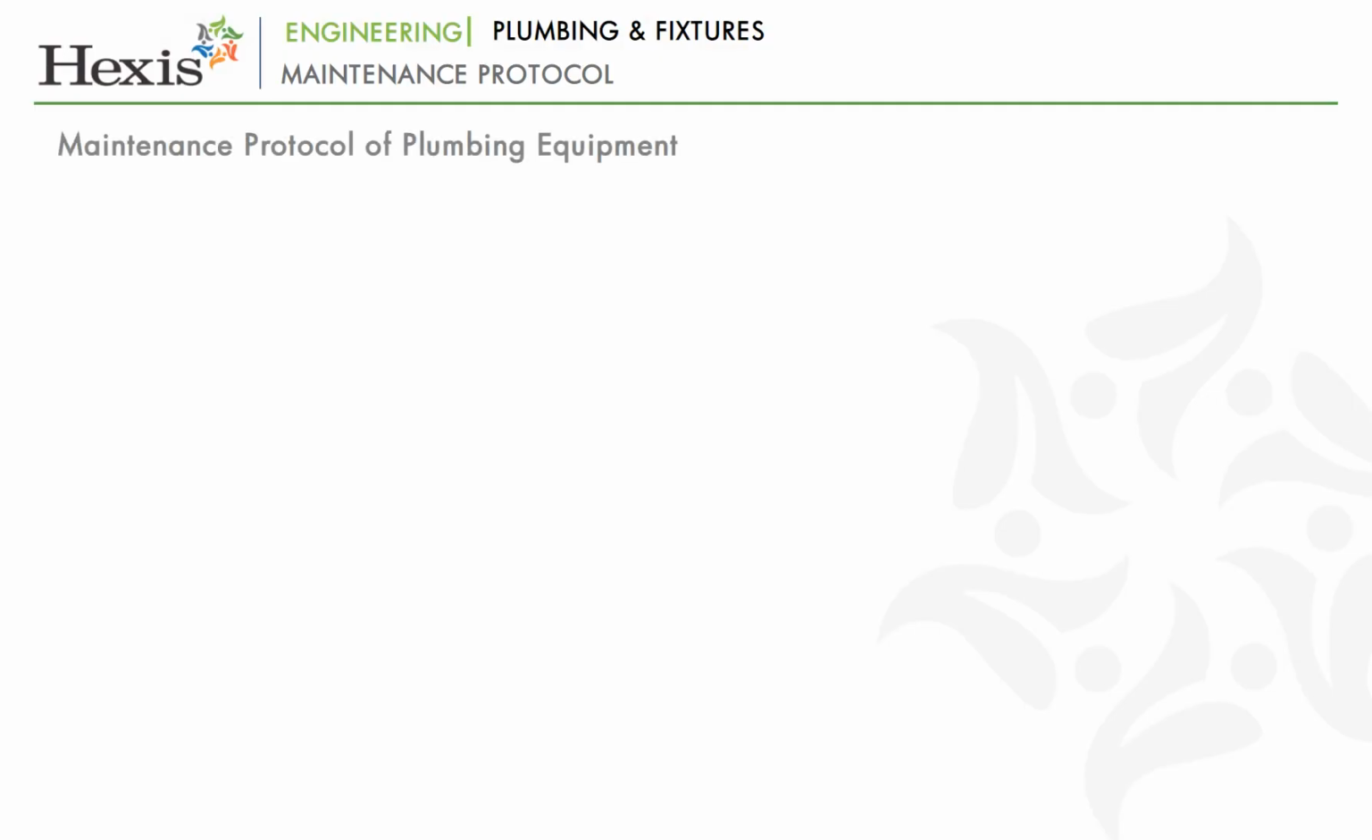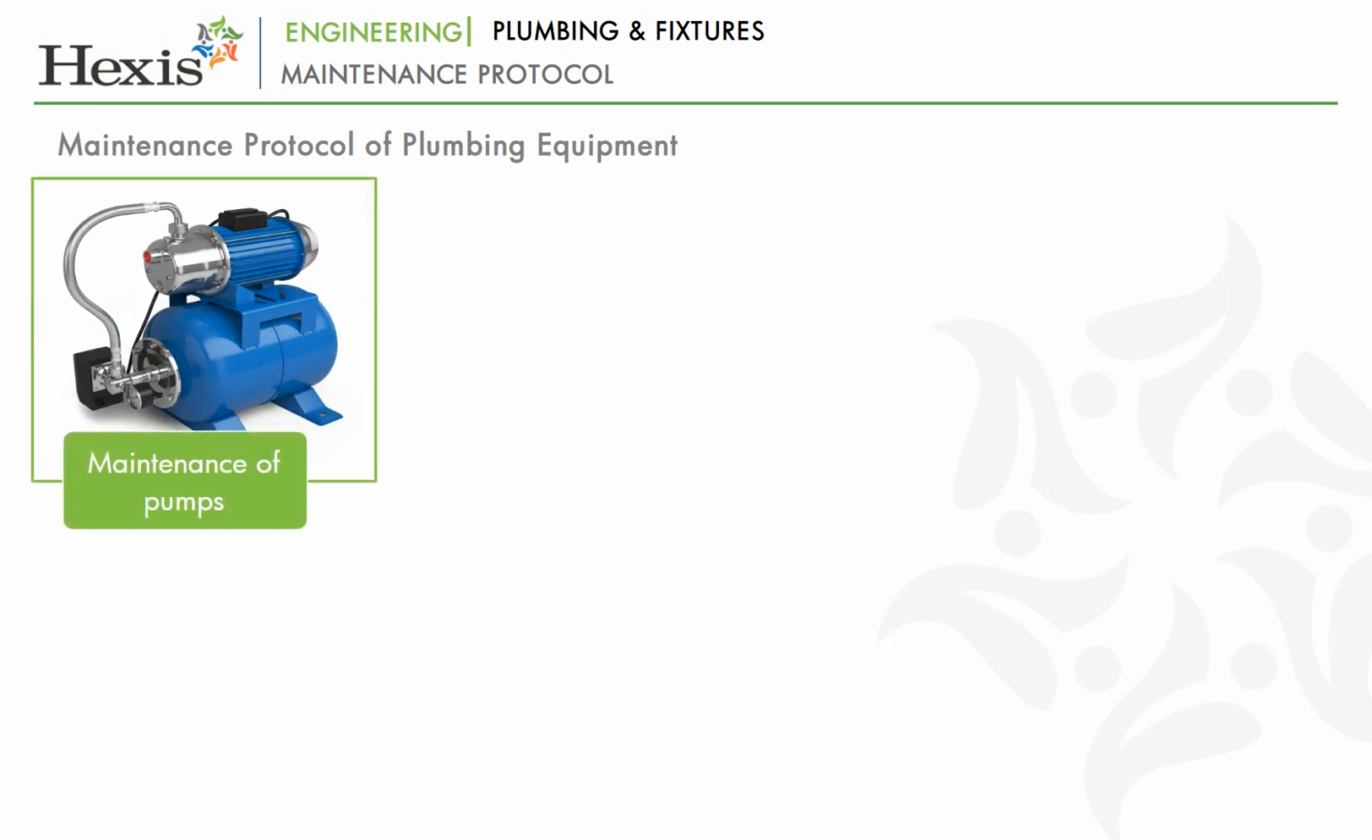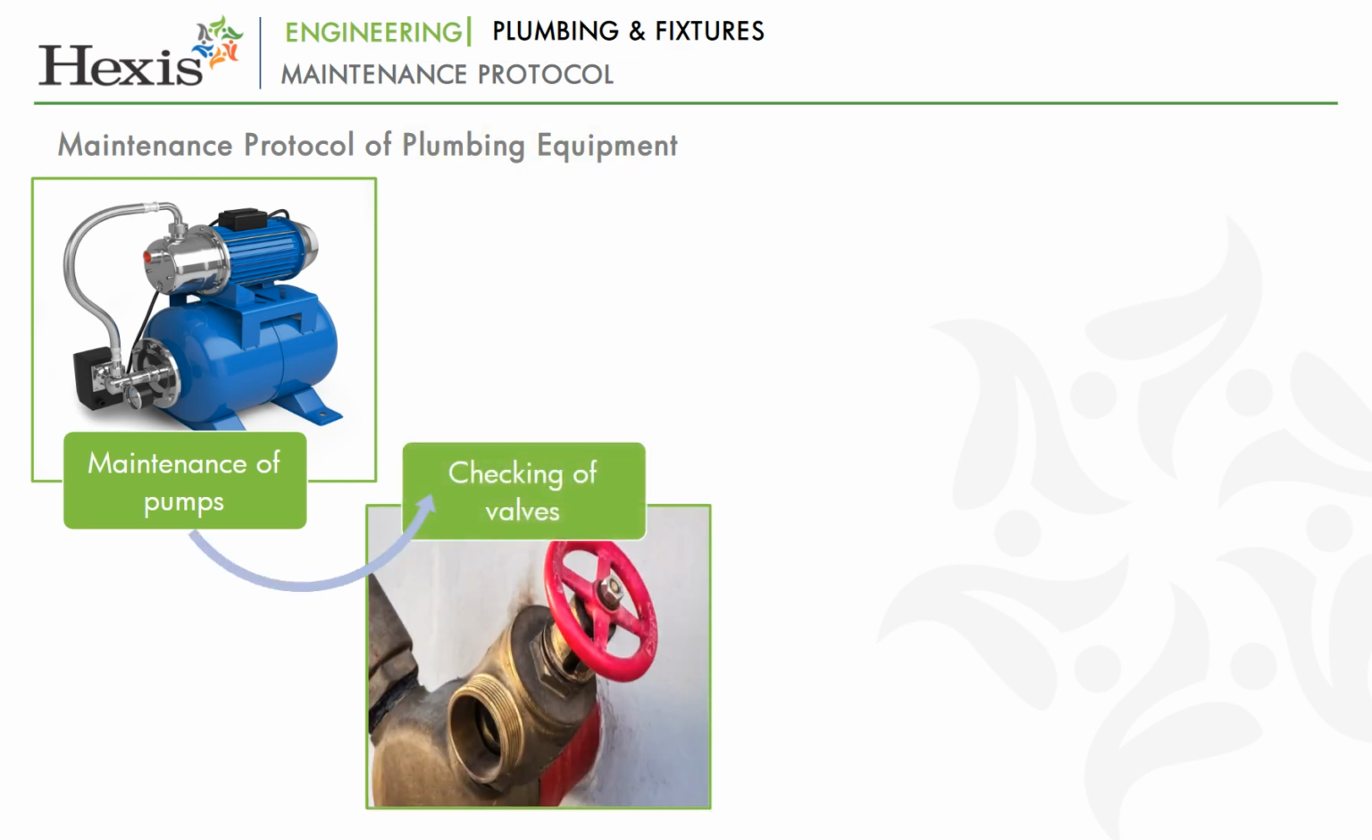Let's look at the maintenance protocol for the plumbing equipment. Maintenance of pumps. You must do scheduled maintenance of pumps at regular intervals, which includes cleaning, oiling, greasing, alignment, vibration checks, and electrical connections checks. Checking of valves. Operation of valves in the plumbing system is to be checked regularly to prevent them from being jammed in one position. Greasing to be done as required.